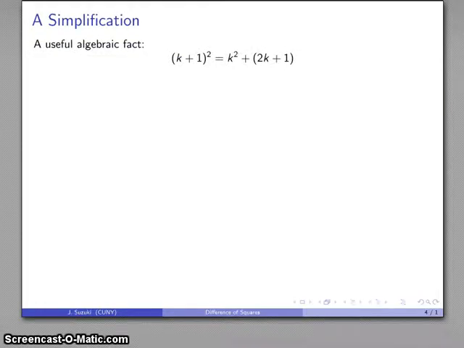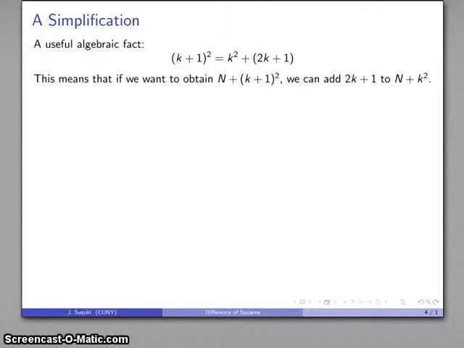Well, here's a couple of nice algebraic simplifications that we can take advantage of. One useful algebraic fact is that k plus 1 squared is k squared plus 2k plus 1. And what this means is I can find the square of any number by looking at the square of the preceding number and adding an odd number to it. And what that translates into in our algorithm is that if I want to obtain n plus k plus 1 squared, I can add 2k plus 1 to n plus k squared.